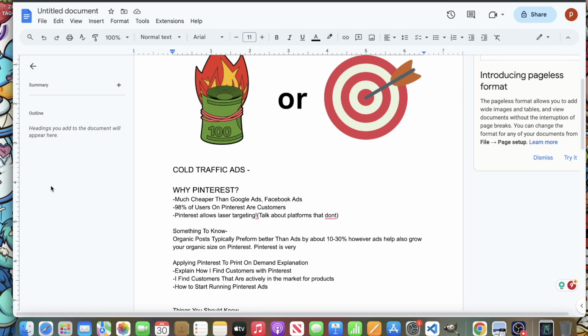If I take an organic post, and let's just assume I had 100,000 followers, and let's say somehow I can control that it reaches 100,000 people, all of my followers, the organic post is typically going to do 10 to 30% better than the actual ad, person to person, meaning for the amount of people that it reaches.